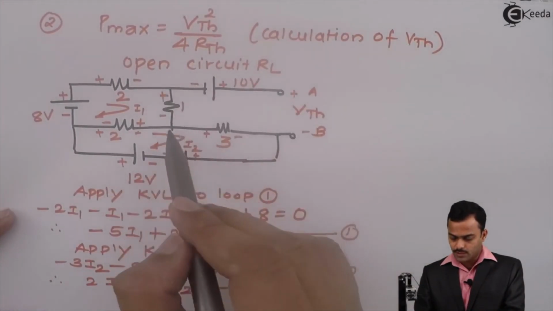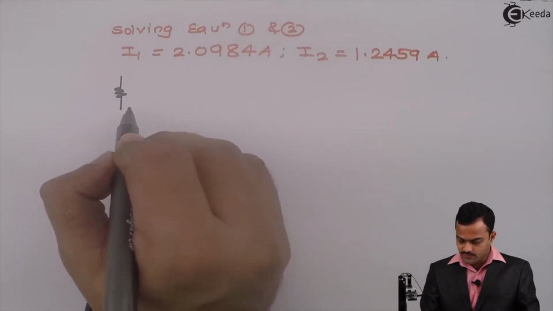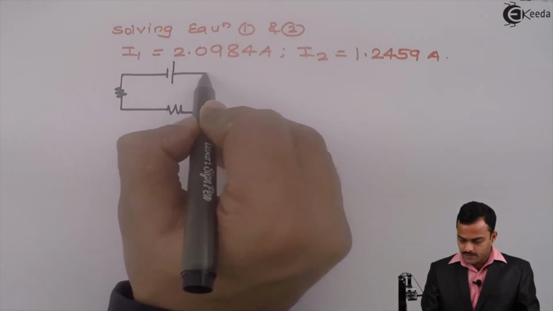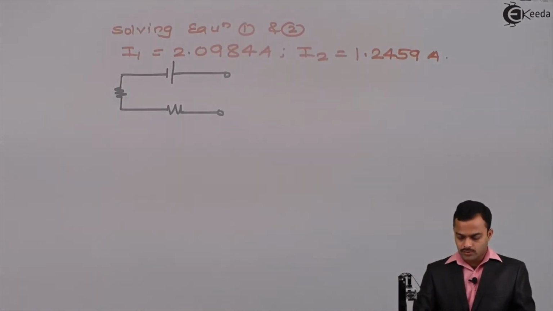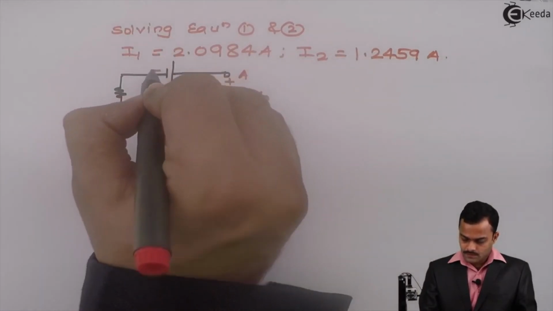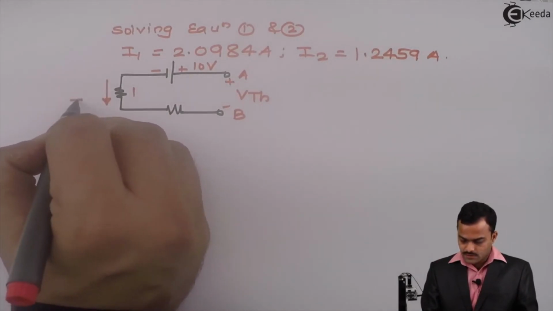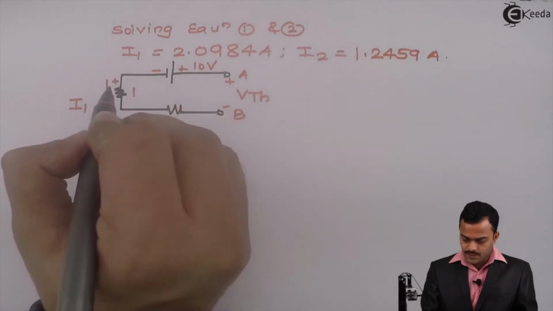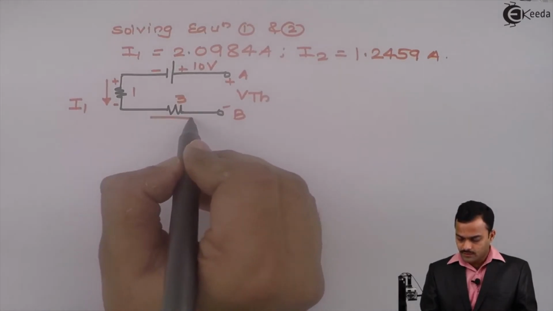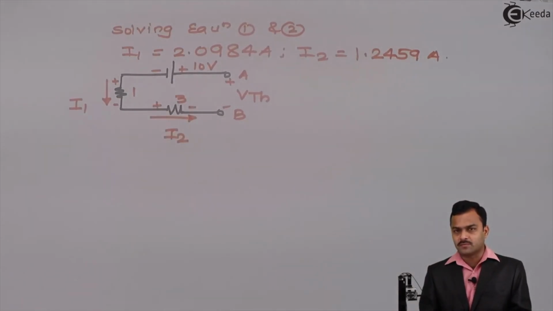So I will consider this simple loop. I will redraw it. This has a resistance of 1 ohm. This is 3 ohm. Battery and open terminals A and B, across which we are supposed to find VTH. This is the 1 ohm resistance, and the current flowing through it is I1, having the drop polarity plus minus like this. This is a 3 ohm resistance. The current flowing is I2 in the direction that I have shown, and the polarity developed will be plus minus.